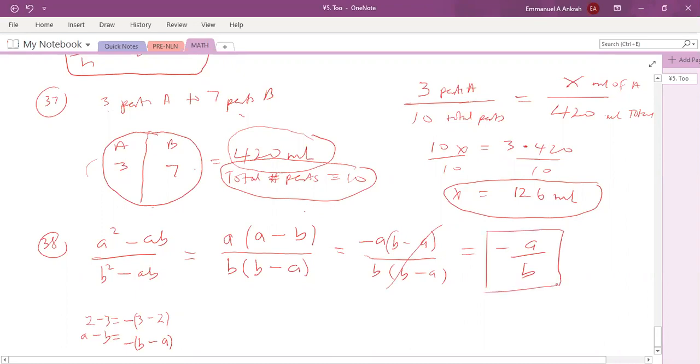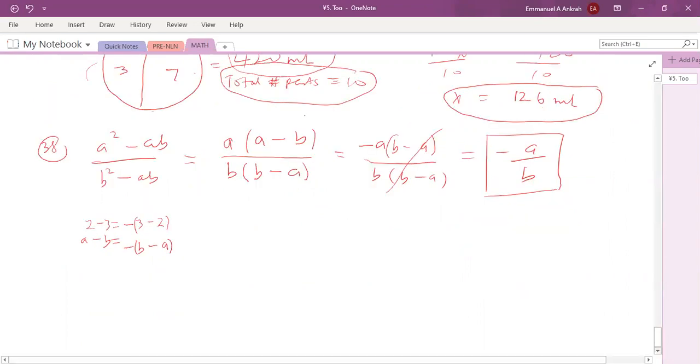Okay. So in subtraction, if you switch the positions of the numbers, you have to take the opposite of the numbers for it to be the same. Okay. So factor out first and cross out common factors.